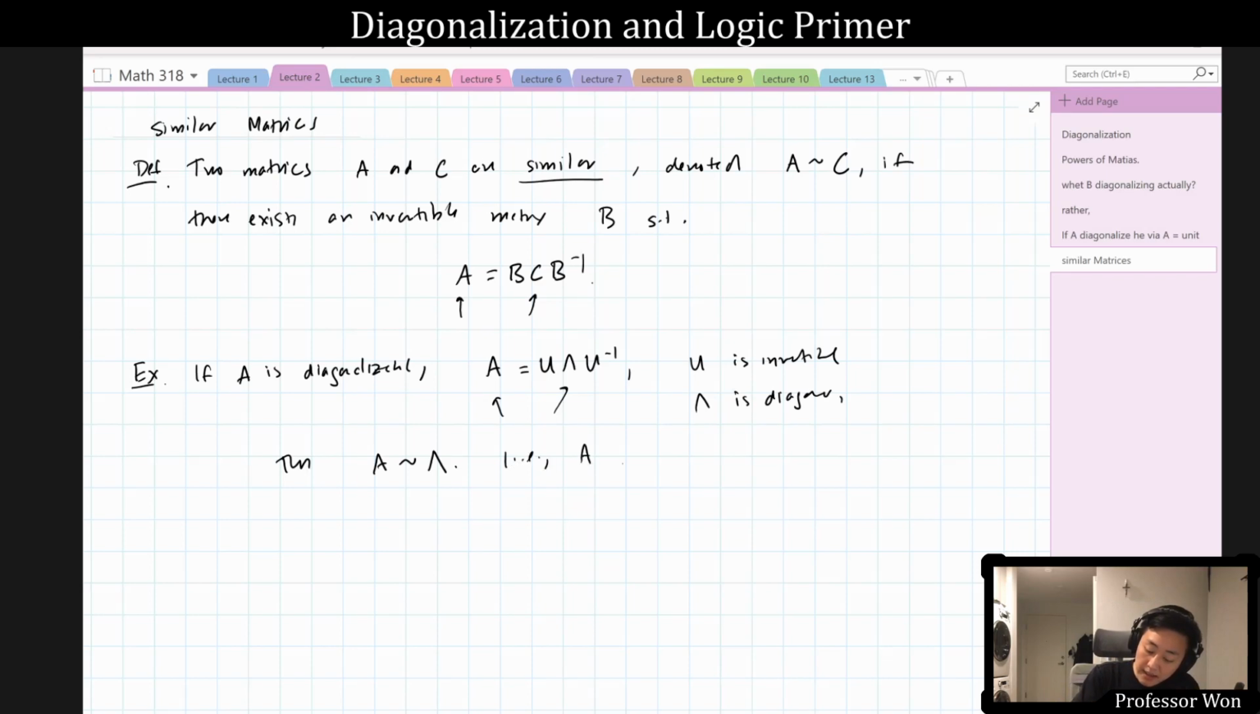That is, A is diagonalizable if and only if A is similar to some diagonal matrix.